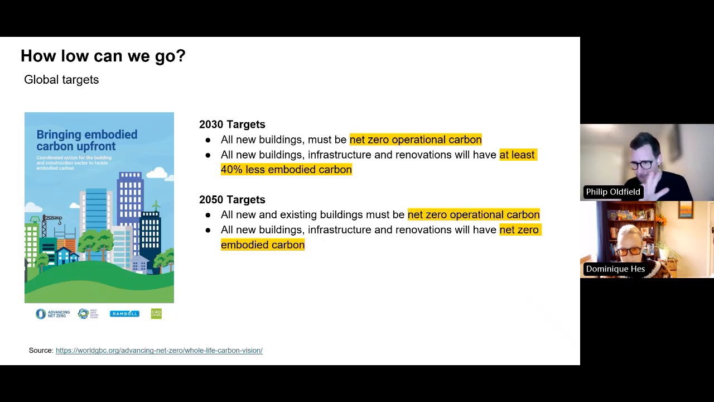And this is about 8 years ago now, but no one really knew what net zero embodied carbon is. And still there's a lot of debate over, is this possible? What does it look like? And so we want to talk a little bit about that as well.